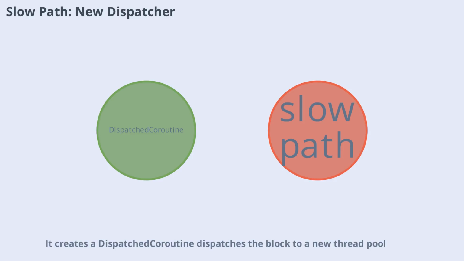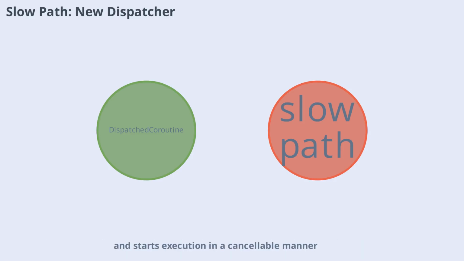It creates a dispatch coroutine, dispatches the block to a new thread pool, and starts execution in a cancelable manner. This is used for tasks that need to run on a different dispatcher, such as moving from Dispatchers.Default to Dispatchers.IO. The coroutine suspends until the result is available, then resumes in the original context.